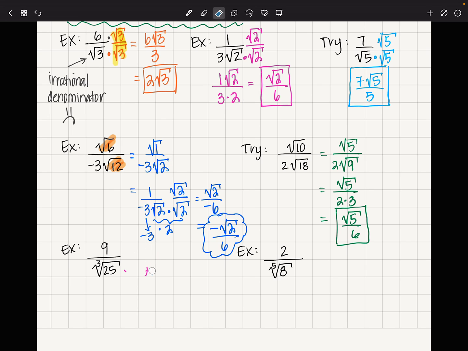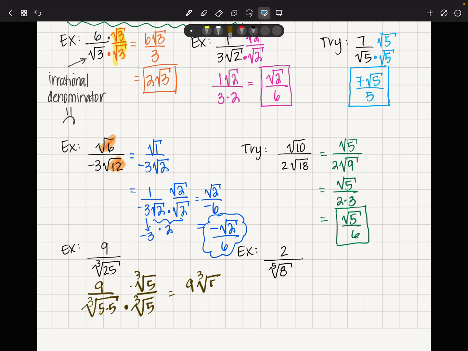So you really have to think. How many more 5s would I need in the denominator? I'm looking for a good colored pen here. This is a fun pen. 9 over the cubed root of 5 times 5. Well, I've got a pair of 5s. I just need one more. So I'm going to multiply by the cubed root of 5 over the cubed root of 5. And that gives us 9 times the cubed root of 5 in the numerator, all over 5 in the denominator.